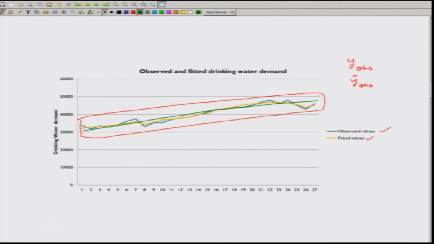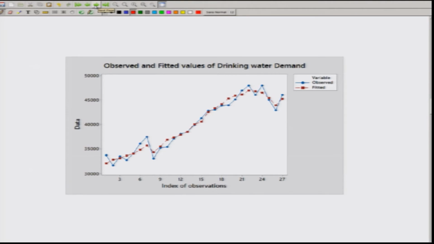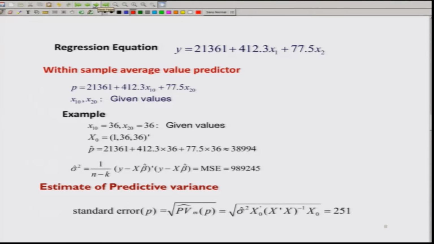Right. So, this gives us a confidence, yes, the model can be used for forecasting. Now, I also have plotted these individual points, and here also one can see that there is not much difference between the observed and fitted values. So, this is again giving us a confidence, yes, the model can be used for the forecasting. Now, let us try to consider first the within sample prediction, and we consider the prediction of average value first.